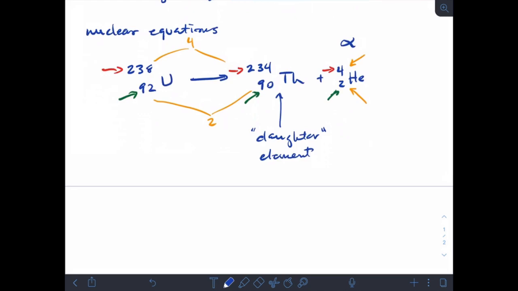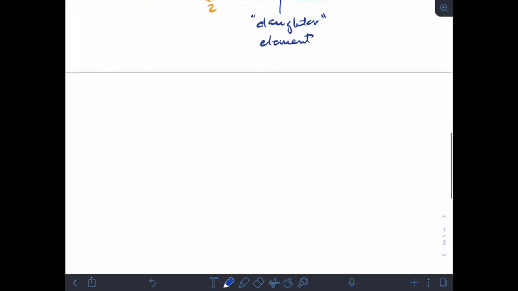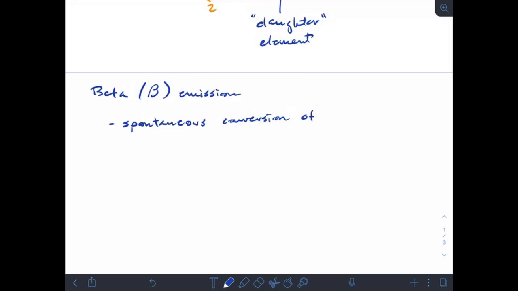Our next type of radioactivity is beta emission. Beta emission actually has two different types. The first one we'll talk about is the standard beta particle, and then the second type is actually referred to as a positron. So what happens with beta emission? That occurs with the spontaneous conversion of a neutron into a proton.